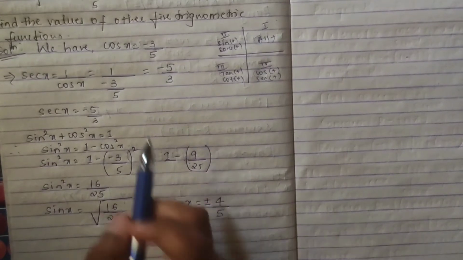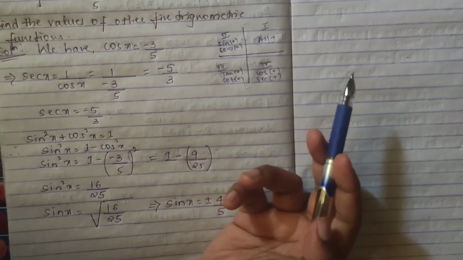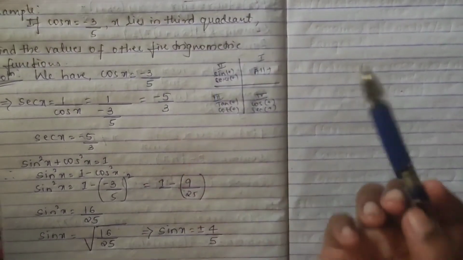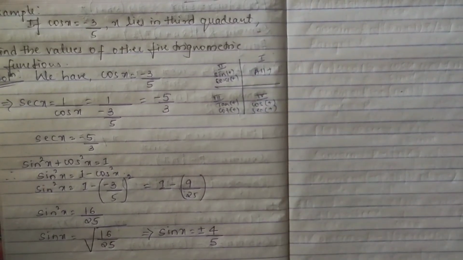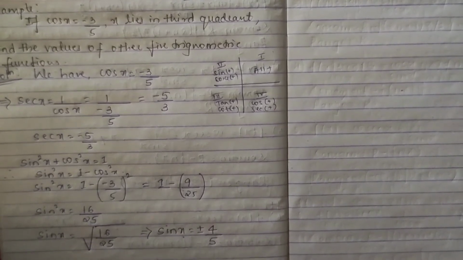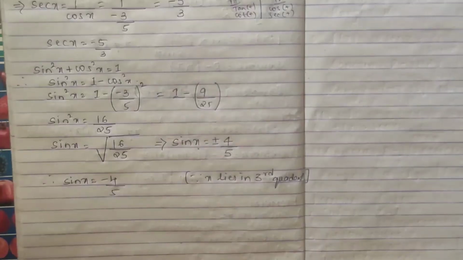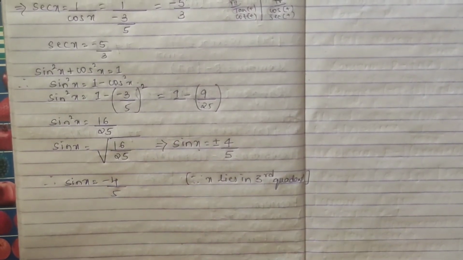The question says x lies in the third quadrant, right? And in the third quadrant, except tan and cot, everything is negative. So sine will be negative only. Therefore, here I have taken sine x is equal to minus 4 by 5. Why? Because they have given that x lies in the third quadrant.